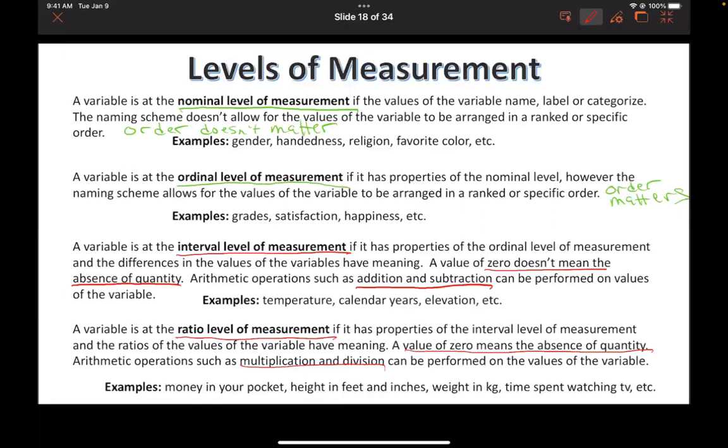Weight in kilograms. If I have no weight, there's nothing there. Same thing with time spent watching TV. If you have 0 hours, you didn't watch TV, there's no quantity there. And I can watch 3 times as much TV over the weekend than I did during the week. That makes sense. So multiplication and division, and 0 means absence of quantity. Questions?